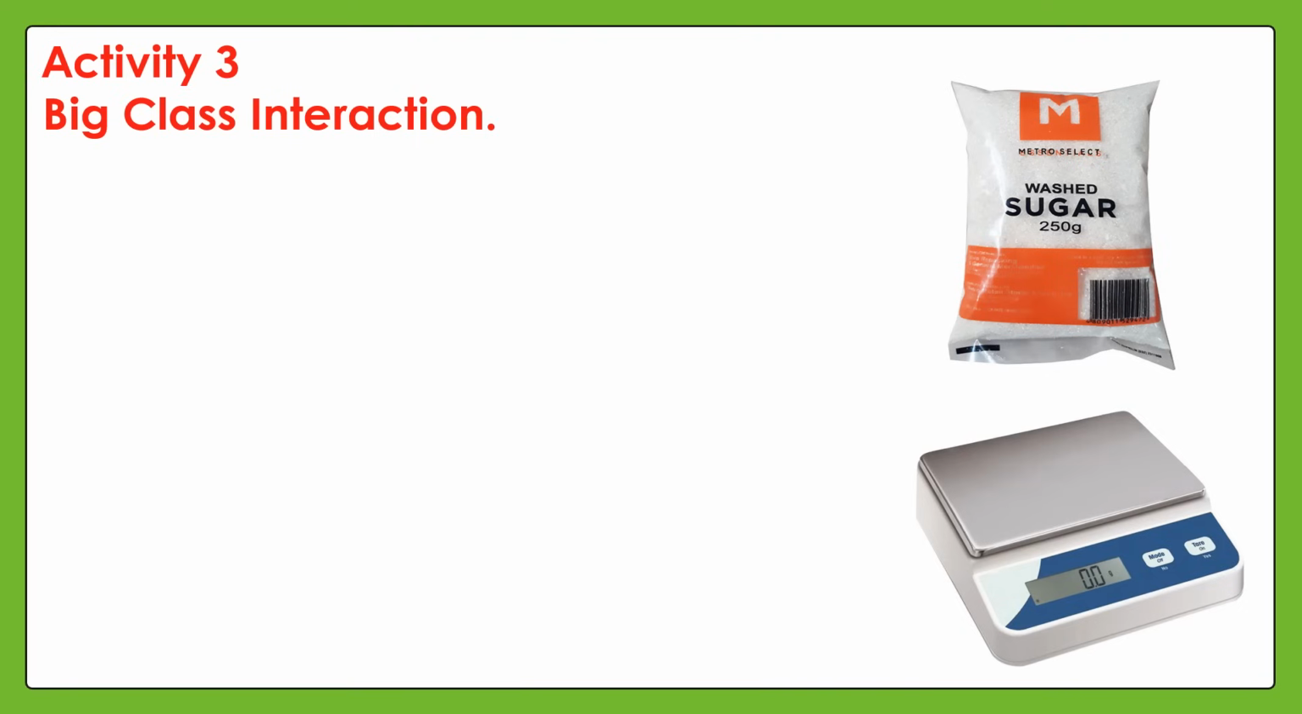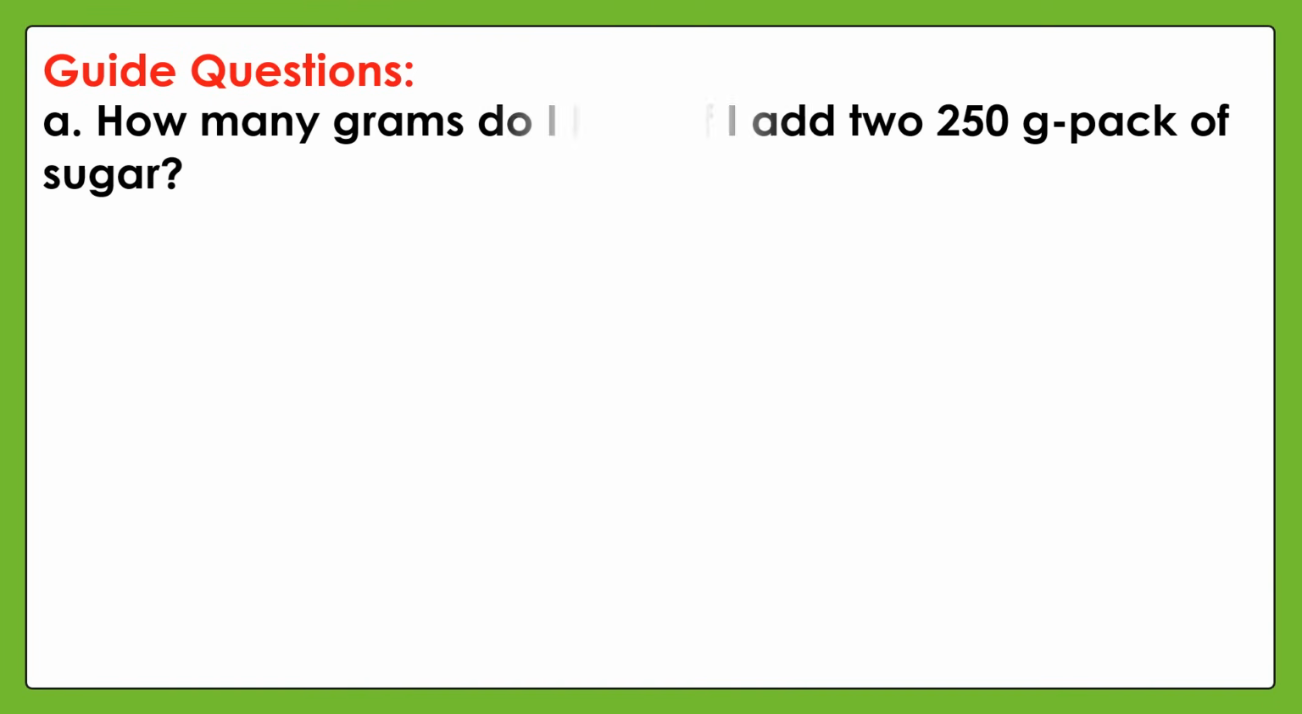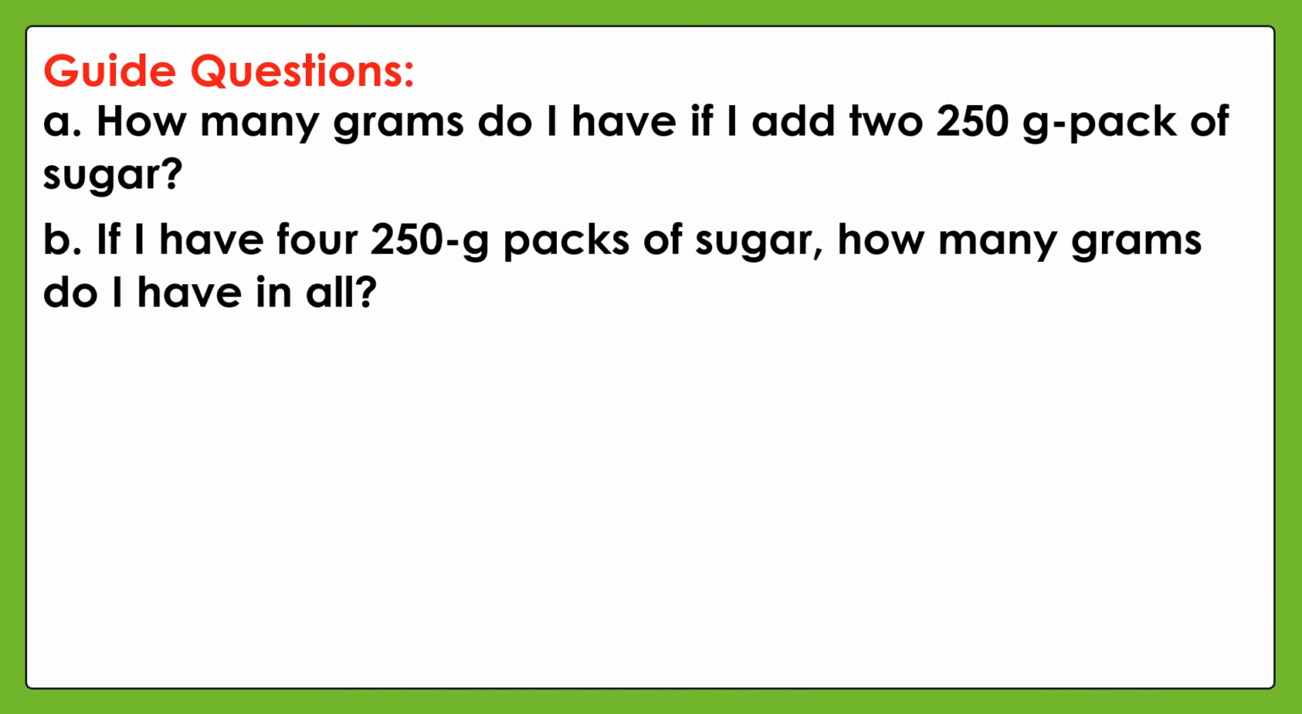Activity number 3. Big class interaction. Using common household products, for example sugar, show 4 250-gram packs in the class. Show them a weighing scale and introduce the numerical values in the scale. And here are the guide questions that we need to answer.